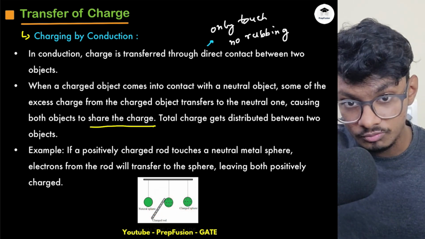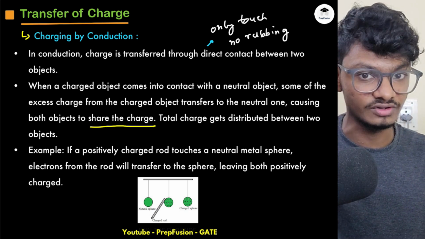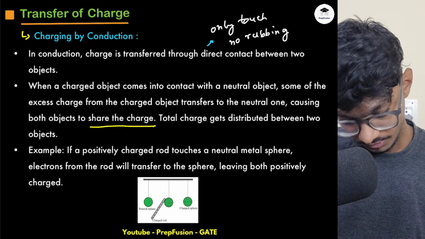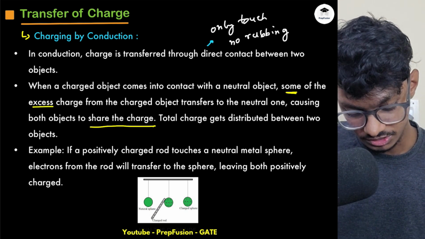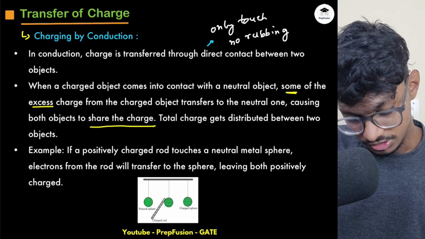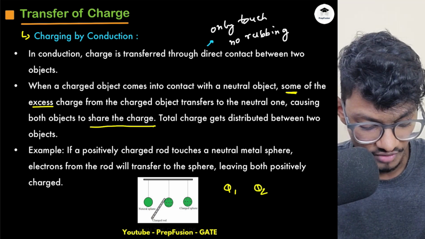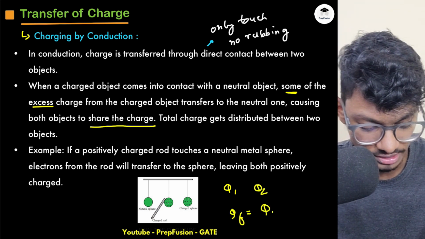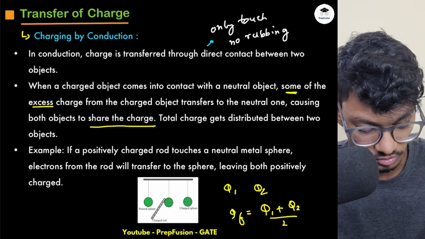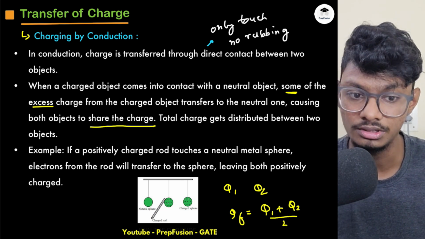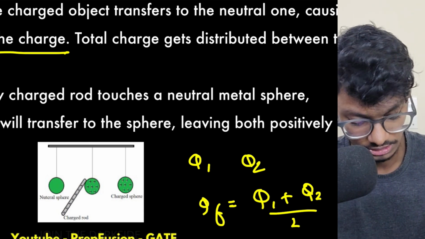It will not be like one will be positively charged and another will be negatively charged. So all the electrons don't get transferred to the other object, only some of the excess electrons from the charged object go to the neutral one. Okay. So finally, if let's say one object has charge q1 and the other object has charge q2, the final charge on both objects will be (q1 plus q2) by 2. Both will share the same charge. Okay, the signs of the charges will be the same. It will not be different. Previously it was different. Okay, so both will have the same charge.